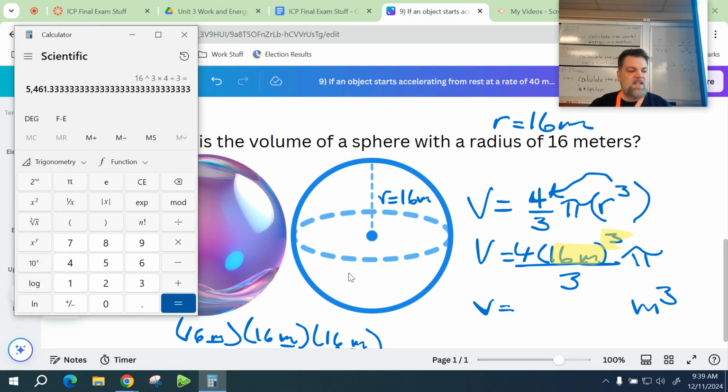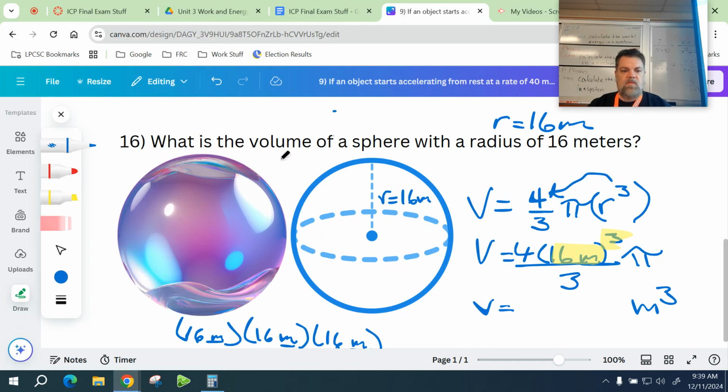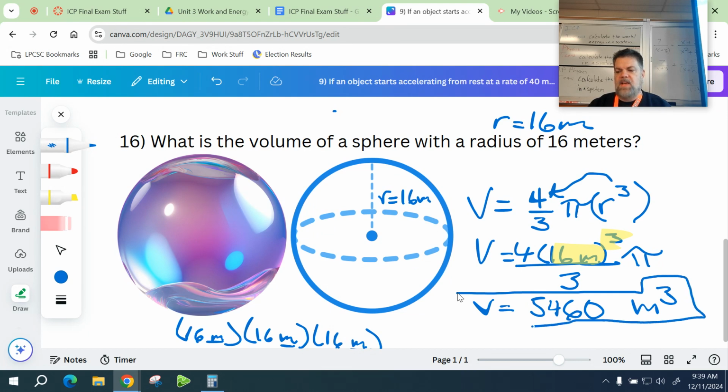because they did significant digits. So the actual answer from the textbook is 5,460, and that's just because they use significant digits. Or maybe, I don't know. I don't understand how they. Yeah, it is 61 if you do the math, but for some reason this is the solution the textbook used because they rounded.